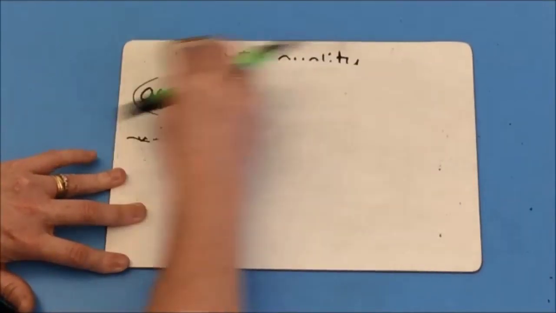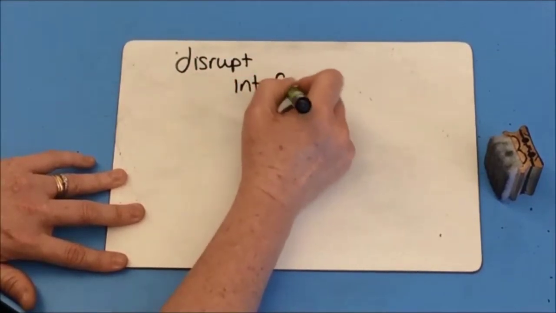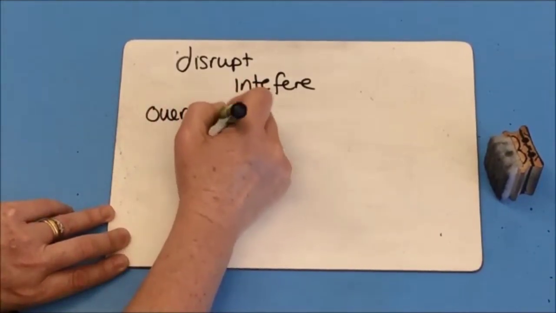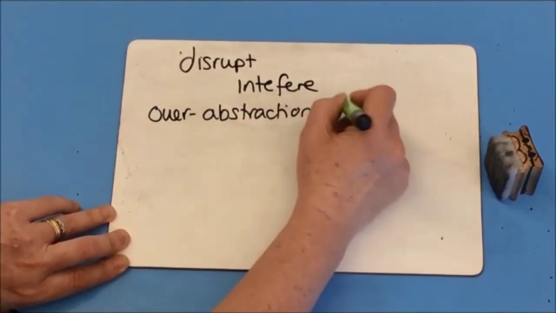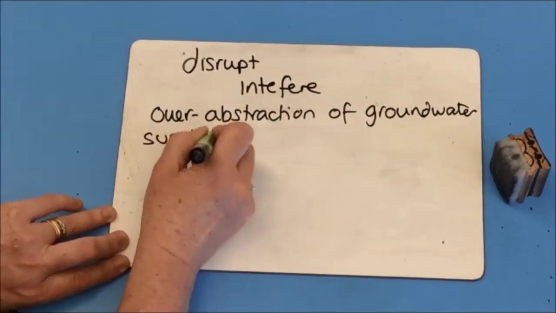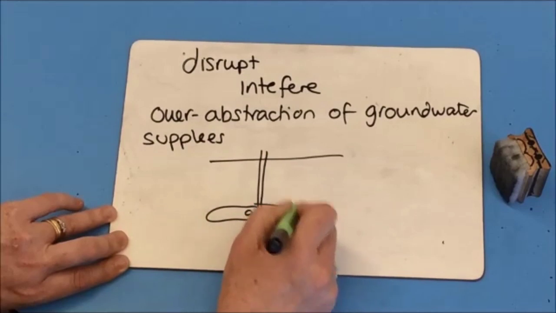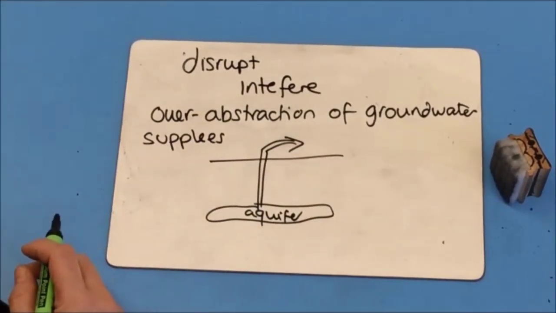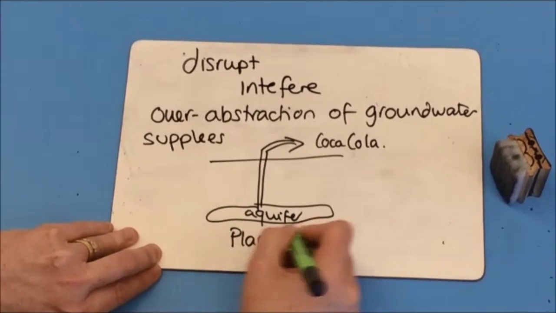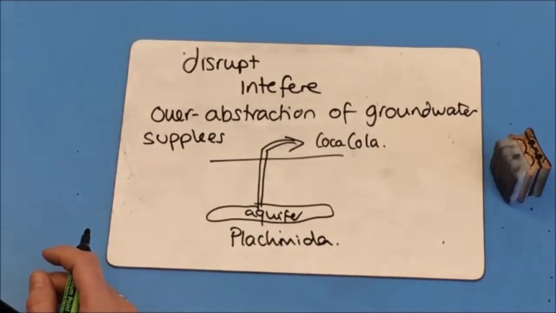So the other thing that may happen is humans may disrupt water supplies or interfere with the water cycle, and we do this several ways. The most important one is over abstraction of groundwater supplies, and this is when too much water is being taken out of aquifers. It's being taken out faster than the aquifer can be recharged, and this eventually will lead to water shortages. And it was Coca-Cola who did this at the Plachimada aquifer in India, and it led to terrible water shortages, and on top of that they also contaminated the water supplies.